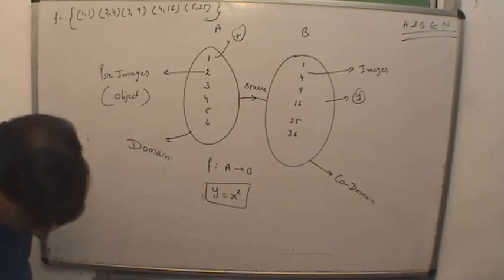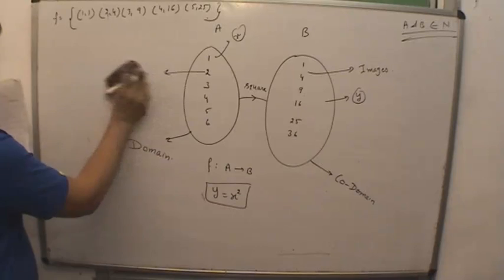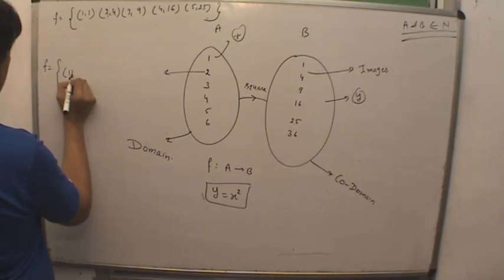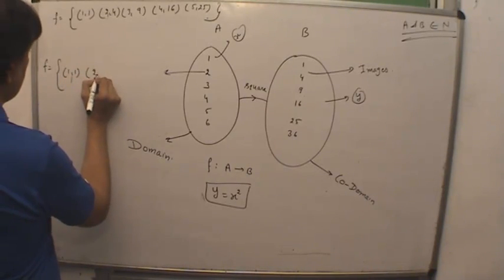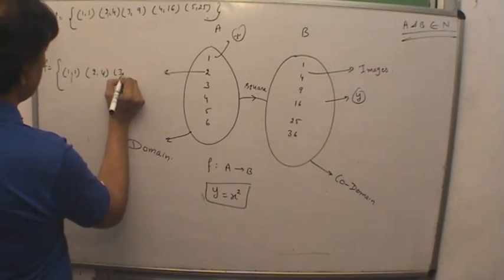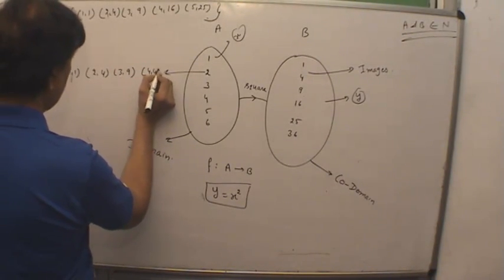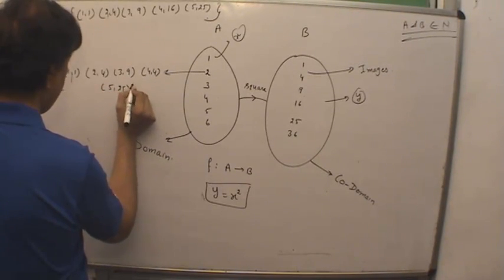Then what about this? If we consider some other example like this, f is equal to, say, (1, 1), (2, 4), (3, 9), (4, 4), (5, 25).